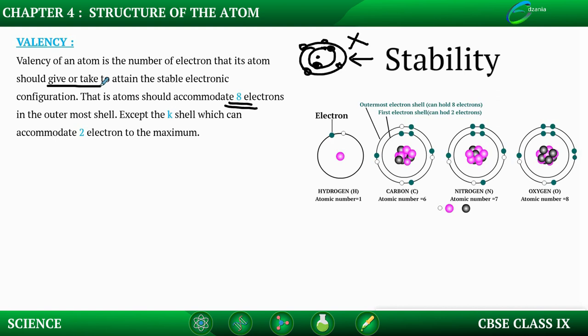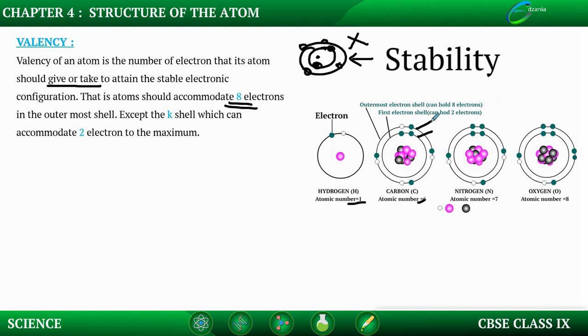For hydrogen, the atomic number is 1. So its K shell has only 1 electron. Now, in order to attain stability, it will have to share 1 electron. In case of carbon, there are 6 electrons. So it has 2 electrons in its K shell and 4 electrons in its L shell. So in order to attain stability, it will have to give, take or share electrons.